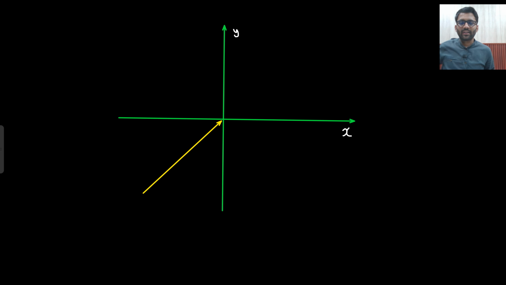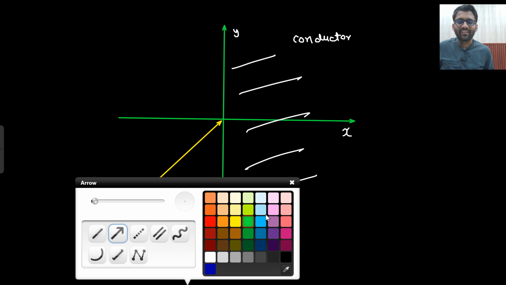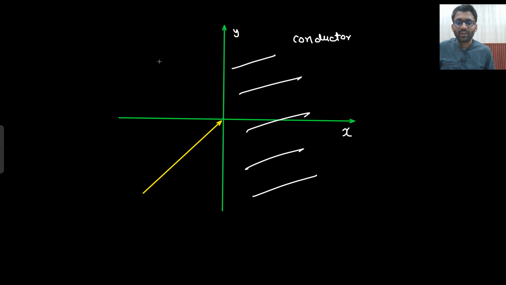All part will be reflected. Why is that so? Because this is a conductor, and in a conductor the wave will not remain there. Sorry, all part will be reflected. Why am I saying transmitted? All part will be reflected. Is that clear to you?